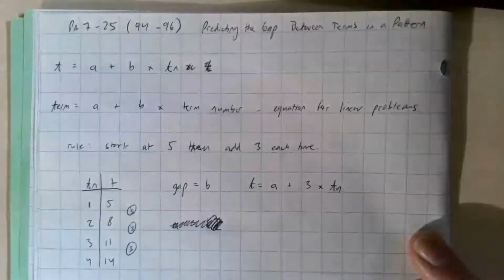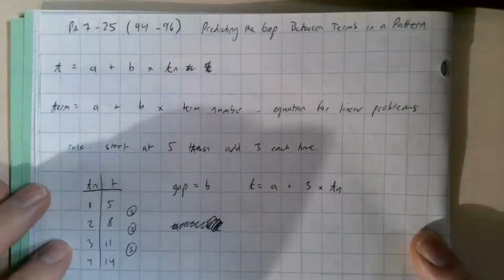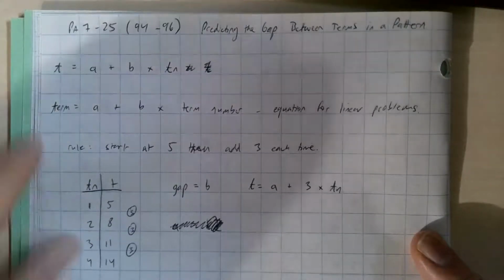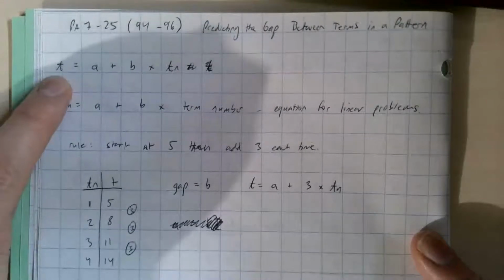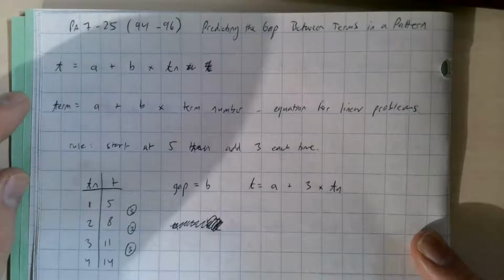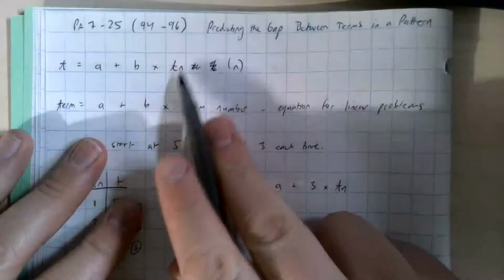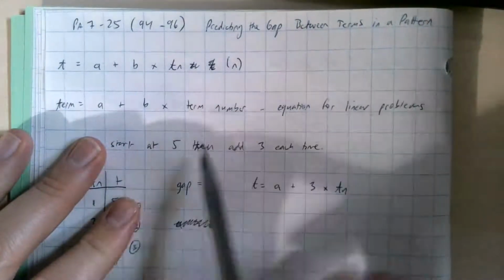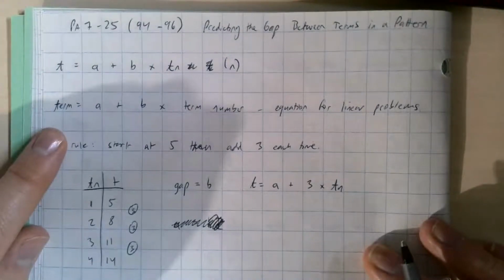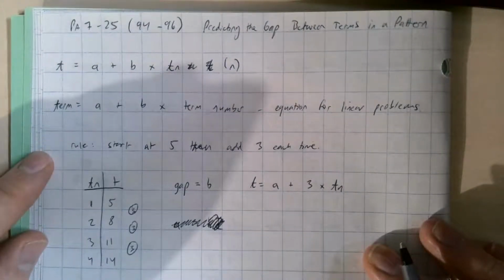So our last lesson we talked about how we now have a working equation for linear problems. And that is written down here, which is term equals a plus b times term number. In this problem, they're going to be changing term number just to n. So tn and n are the same idea on this page. Okay, so this is my equation, a plus b times term number.